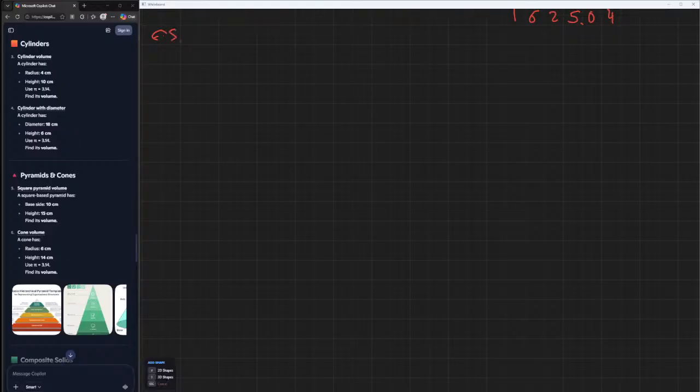A square base pyramid. This one, I guess. Yeah, the base side is 10 centimeters, and there is a height of 15 centimeters. Find the volume. Base, height, triangle. Okay.